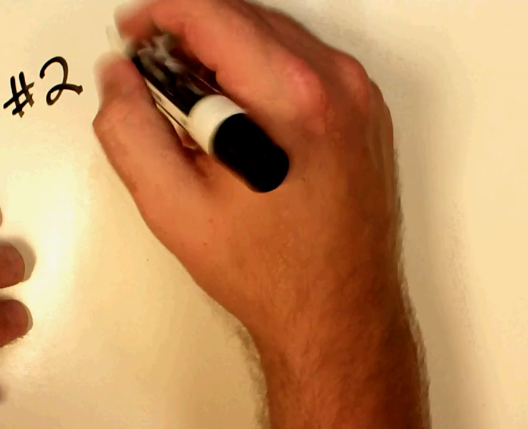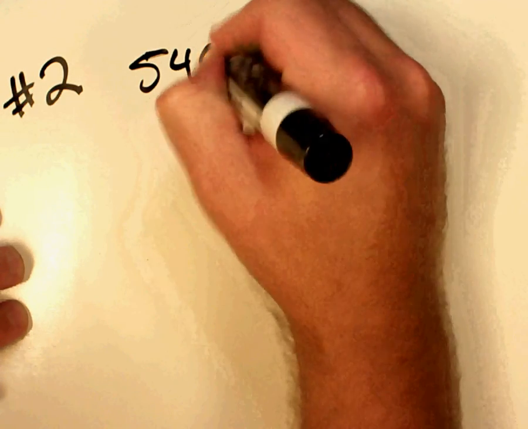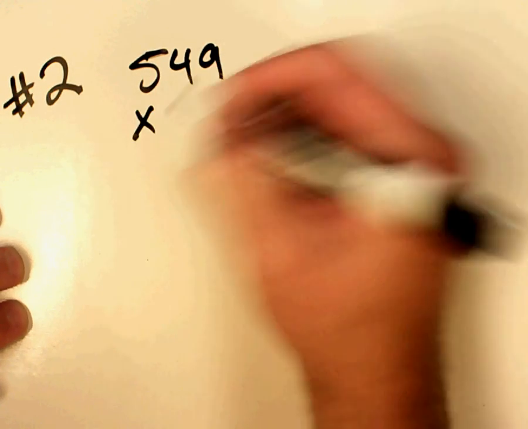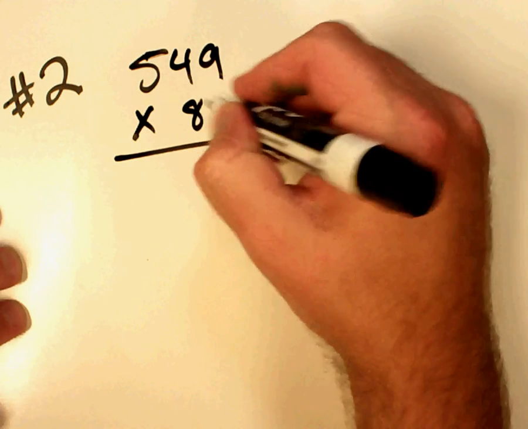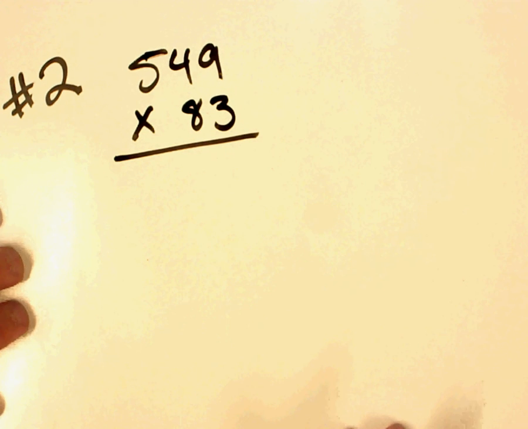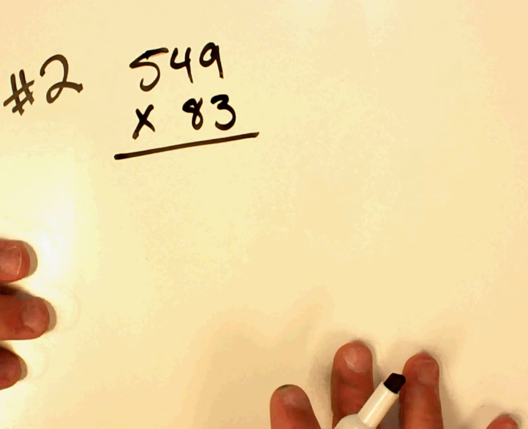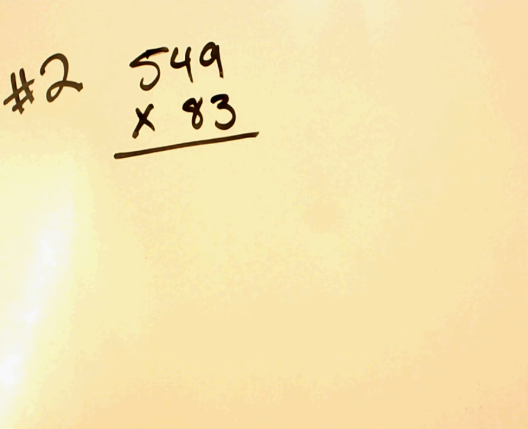For our next one, let's do 549 times 83. And yes, I'm just making these numbers up and pulling them out of the air. So, okay, 549 times 83. And I'm going to use my multicolors again just to help us see those partial products.